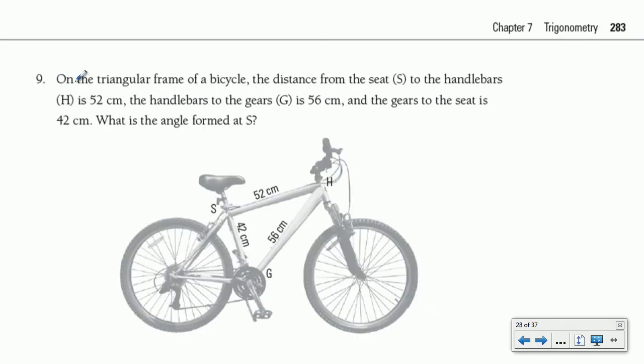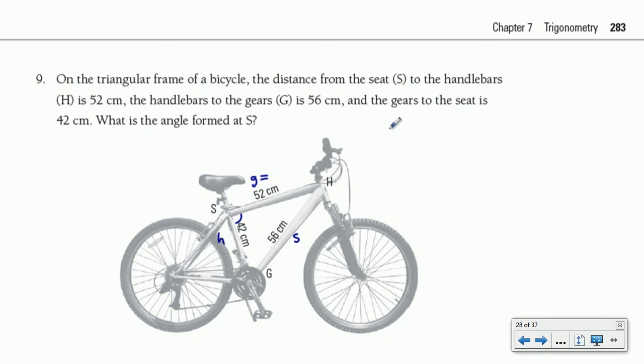Looking at this question next, on a triangular frame of a bicycle, the distance from the seat to the handlebars is 52 centimeters, the handlebars to the gears is 56 centimeters, and the gears to the seat is 42. We need to figure out what angle S is. And because we know all three side lengths, we can do that. So this would be called side G, this would be called side S, and this would be side H.